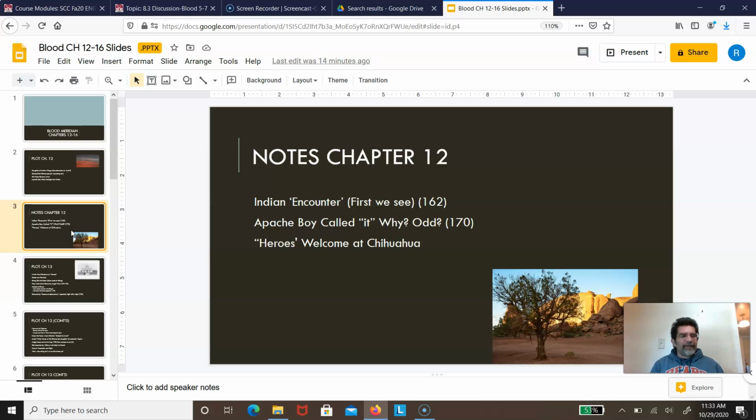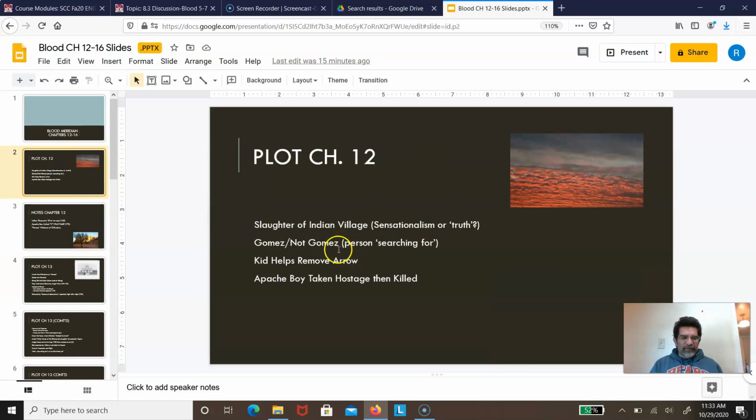There's a lot going on in Chapter 12, at least in symbolic terms. In terms of the actual action, remember, it's just that first slide I showed you: they slaughter the Indian village, they argue about Gomez, not Gomez. The kid removes an arrow, which is another interesting point, where the moral function of the character is kind of weird, because when the kid pulls it, he seems to be helping his companion, right? If you recall that scene. This is another moment where that moral confusion occurs, because even though he seems to be helping his companion, nobody else wants to help this guy. And even the guy who has the arrow doesn't seem very appreciative of it.